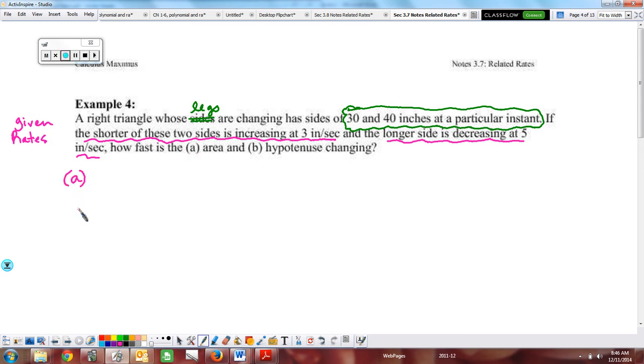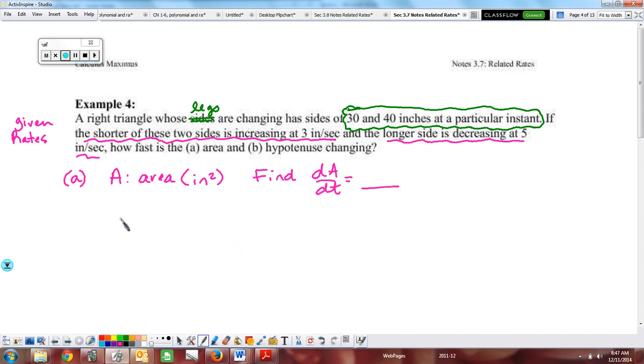This is how I set up the problem. I'm going to ask you the same questions we did in the first example, but this is the work that you would need to show. The first thing we notice is we're trying to find area. So A, area: identify the quantity that I'm interested in investigating. I need to put units. Since the sides are in inches, the area would be in square inches. And I'm trying to find dA/dt.